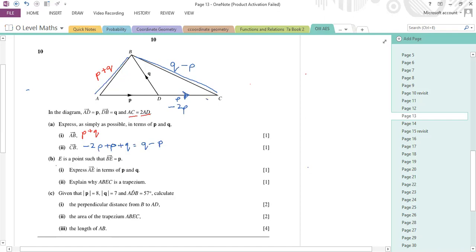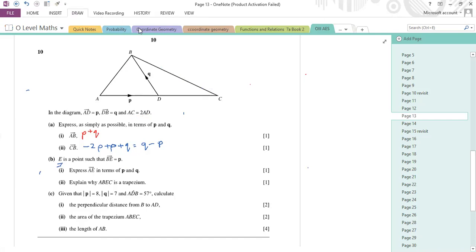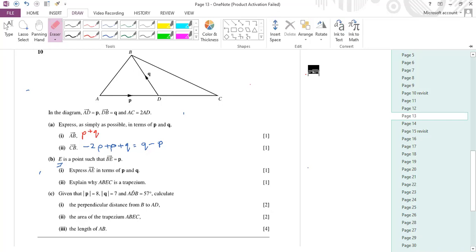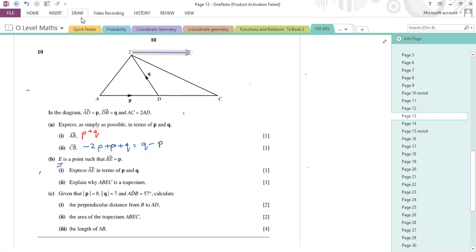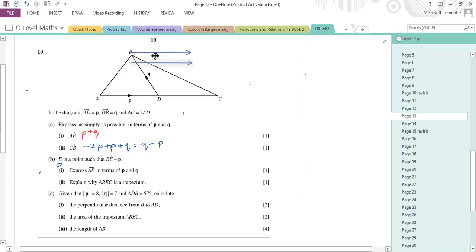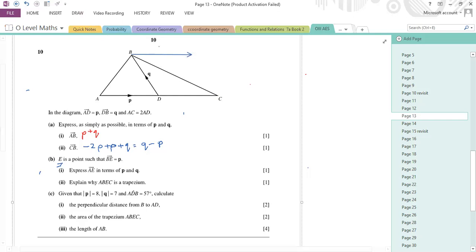Now it says that E is a point. Where is E? Now this I want you to remember. Recall it from one of the previous questions, the hexagon questions we did, where I told you that if it is mentioning the same vector, it means it is in the same direction, and the magnitude is also the same. So for instance, this is P. It says that E is such a point that BE is P. P means it is parallel to this and equivalent as well.